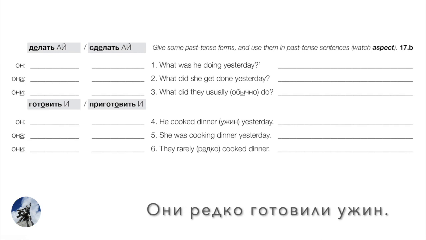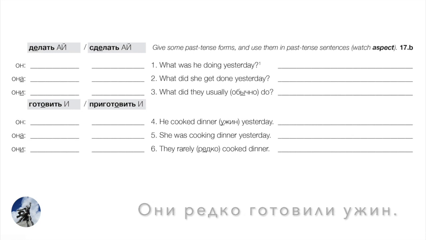So the answer here is Они редко готовили ужин. Okay, let's talk about forming the future tense.